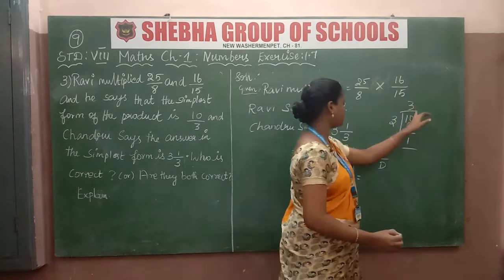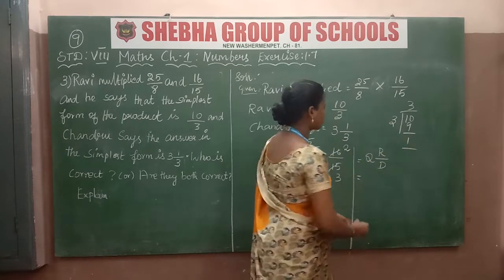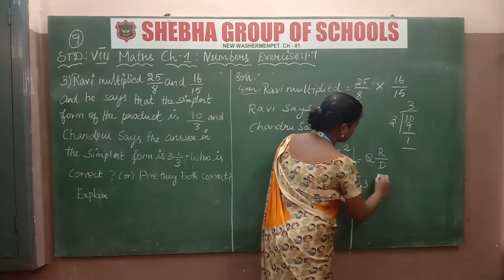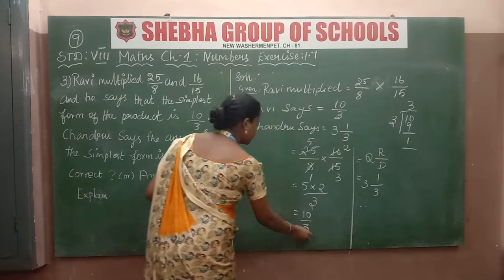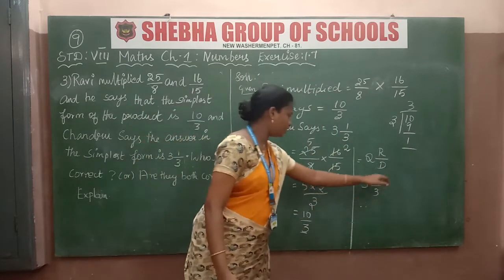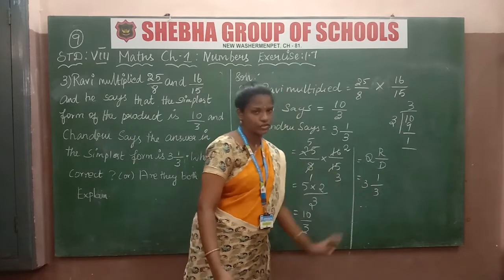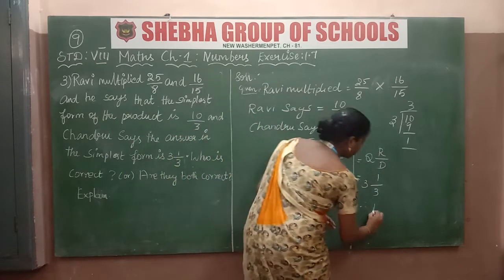This is quotient, remainder and divisor. Which is the quotient? 3 is the quotient, the remainder is 1 and the divisor is 3. So the answer is 10 by 3, and 3 1 by 3 is also your answer. Therefore, both are correct.